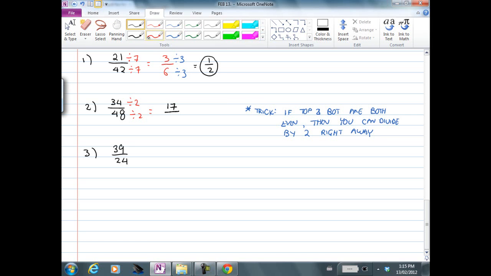Sherlyn, take a wild guess. This is a bit tricky. 48 divided by 2. I'll give you a hint. It starts with a 2. It ends in a 4. 24.